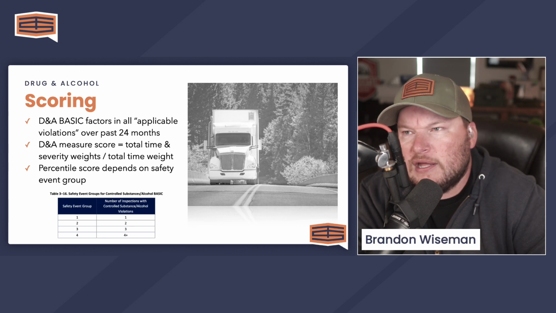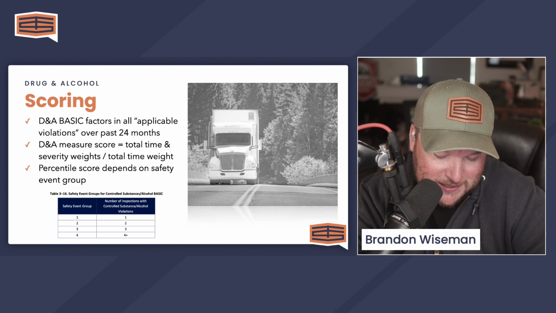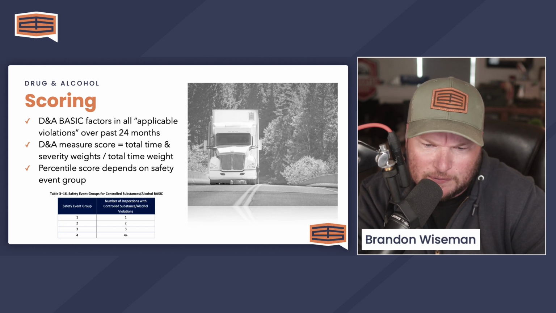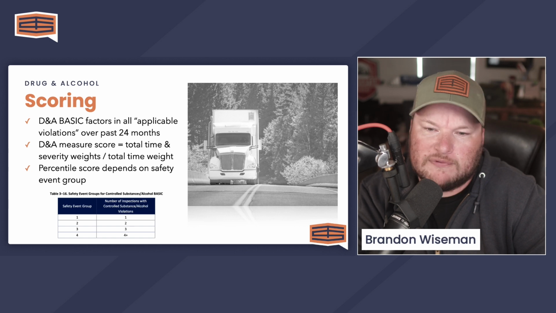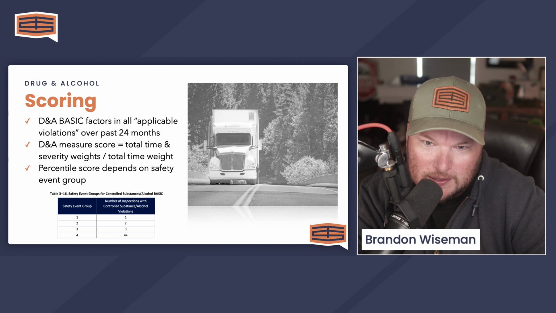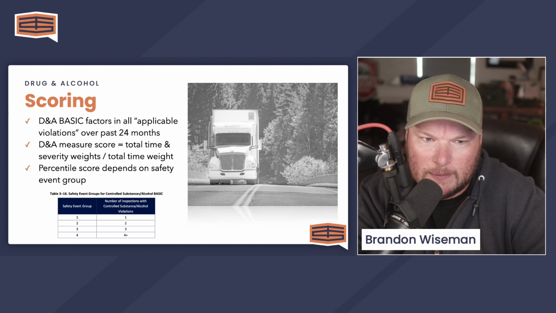So violations that have happened, Brian, you always have to remind me here. If it's happened within the last year, it's 3 points, right? 6 months. 6 months is a 3-point time weight. Between 6 and 12 months is a 2-point. And then between 12 and 24 months, it drops down to a time weight of 1. So it's either 3, 2, or 1.